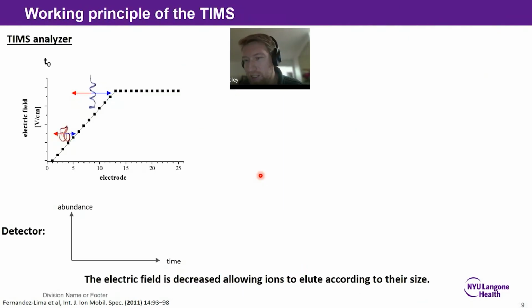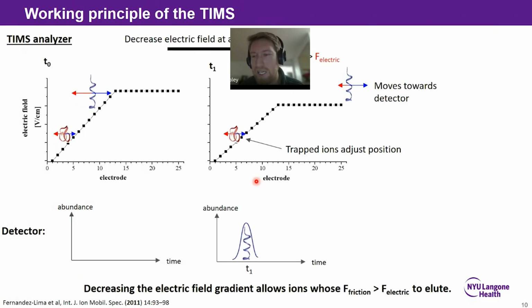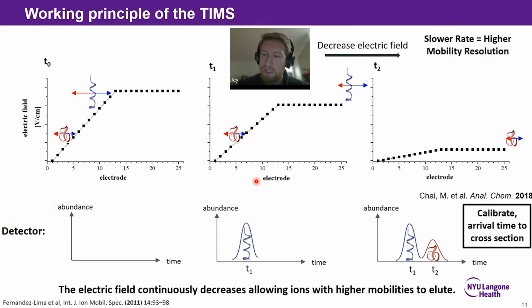Now we want to elute these ions from the TIMS analyzer. So what we're going to do is decrease the electric field at a specific rate. As we decrease the electric field, for larger ions the frictional force is able to push them through the TIMS analyzer to the detector, while your other ions are still trapped in the TIMS. You just continuously decrease this electric field until all your ions elute, and this would be one single TIMS scan. If you wanted to alter the mobility resolution here, we can't really extend our TIMS because it's a fixed cartridge, so the primary way to do this is to decrease your electric field at a slower rate.